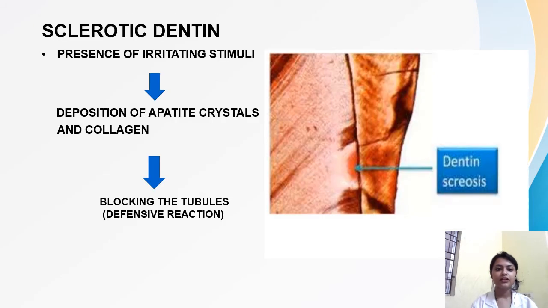Sclerotic dentin. With presence of irritating stimuli, it deposits apatite crystals in collagen. Now it blocks the tubules. This is a defense reaction and forms the dentinal sclerosis. You will find here in the image how the dentinal sclerosis looks.